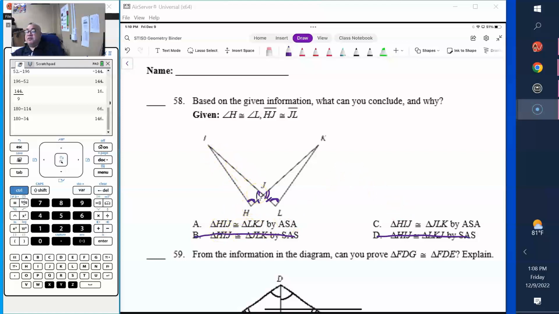HIJ is congruent to LKJ. That's the correct order. Let's see what this one is. HIJ, J, no, that's incorrect order. So this is wrong. C was wrong because of the order. It would have the correct theorem or postulate, but A is the correct order.